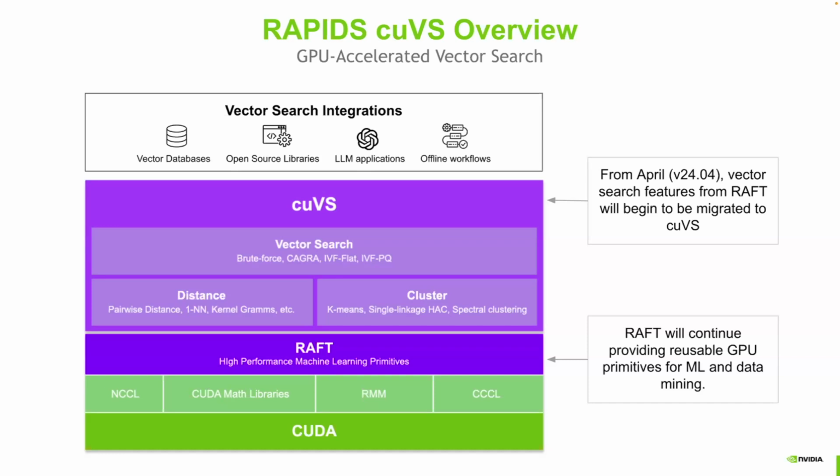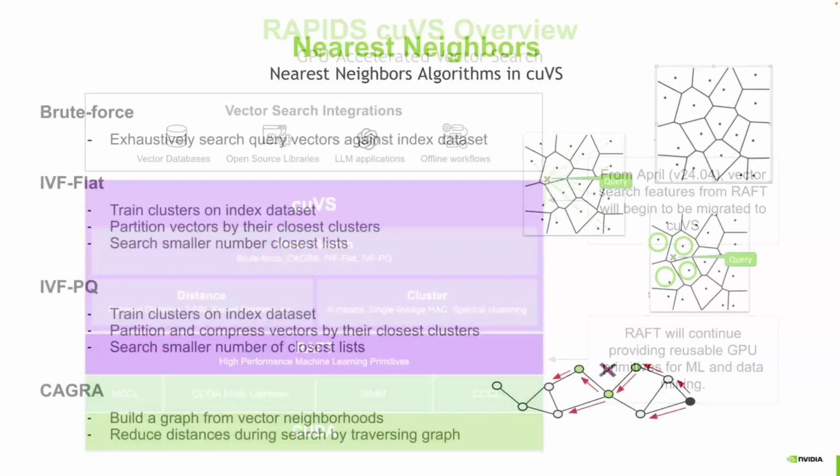We're no longer going to be updating things in RAF, but RAF does have the more feature-complete versions at this point. So as I talk about RAF and cuVS, I'm going to be saying cuVS, and I'm going to be using that in place of the fact that RAF might still be the library that you want to go to today if you want everything that we have to offer.